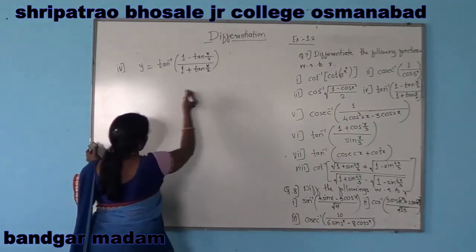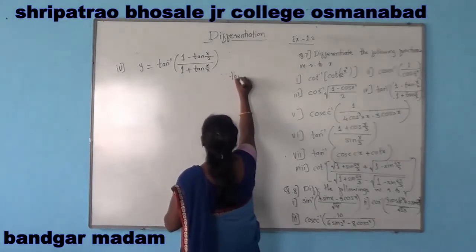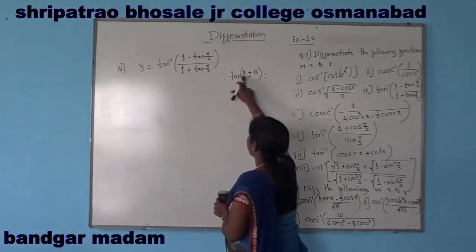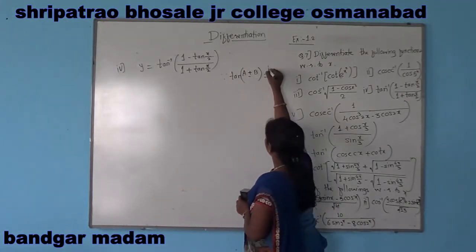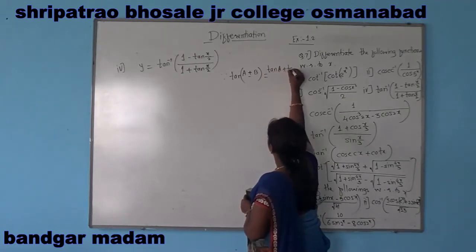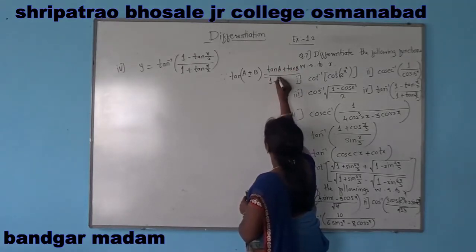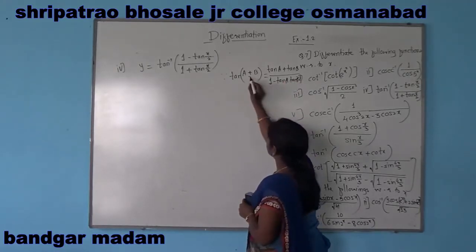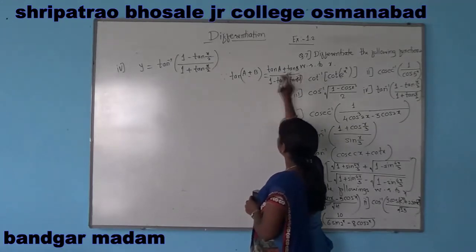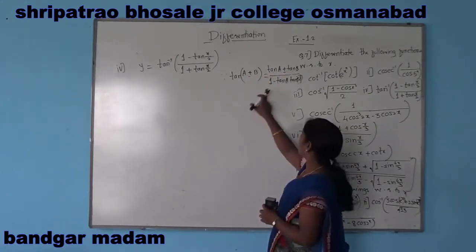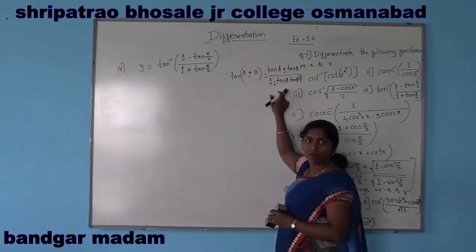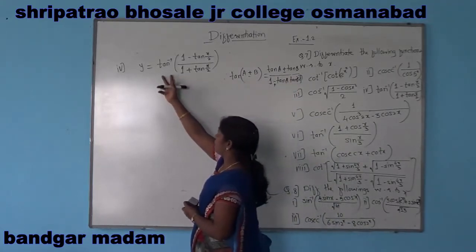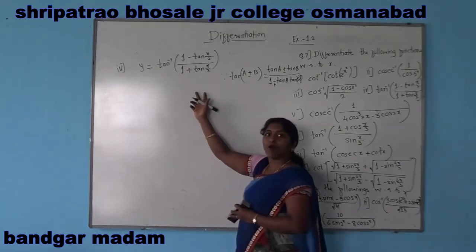Now, we have the formula for tan of a plus b or maybe a minus b. When there is tan of a plus b, then we can take the formula tan a plus tan b upon 1 minus tan a into tan b. And if there is tan of a minus b, then we can take tan a minus tan b upon 1 plus tan a into tan b. So we have to use this formula over here because we have to take tan inverse of tan form.